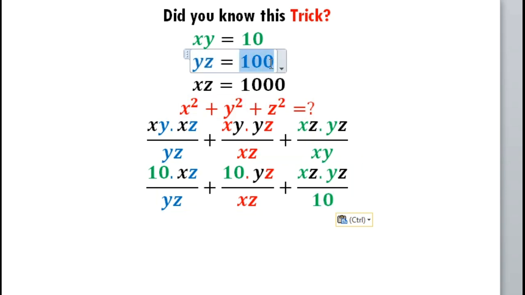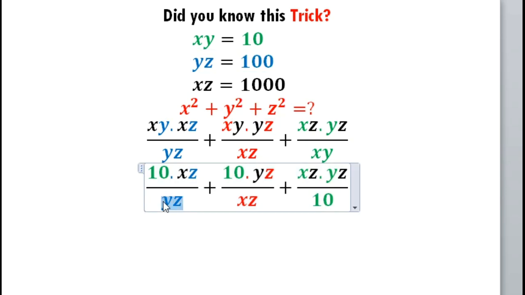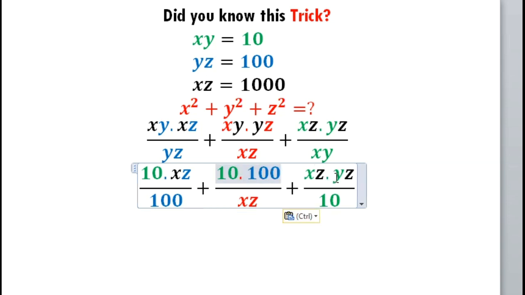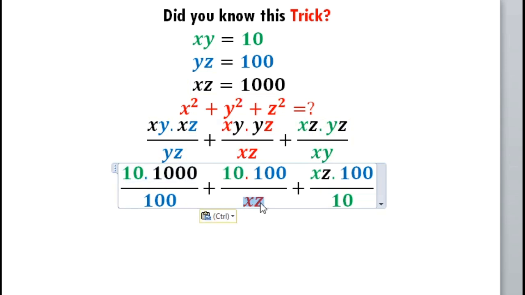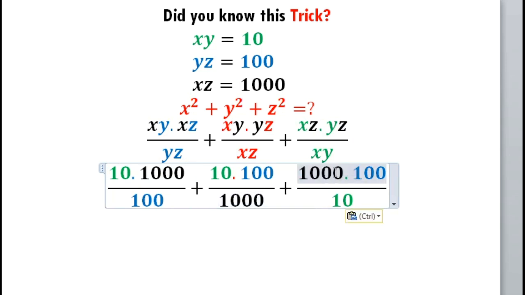Then again, yz. Anywhere you see yz, you put 100. So where there is yz, we substitute with this value 100. Yz we've been given is 100. Then xz. Xz we were given to be 1000. So where there is xz, you will substitute with 1000. Then xz is 1000. So what do we have in the end?